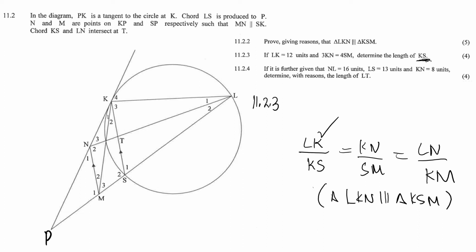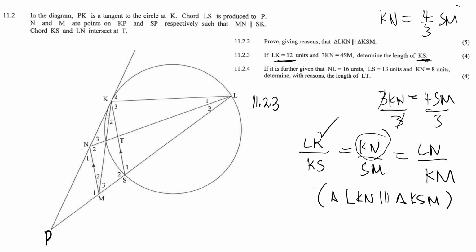Now let's substitute whatever we have. We have LK, which is 12, right? We are also given that 3KN is equal to 4SM, meaning that we can solve for KN. If we solve for KN, we divide by 3 on both sides. This cancels this, then KN will be equal to 4 over 3 SM. Let me write it on top. KN will be 4 over 3 SM. So we are given all those things and they want us to determine KS.